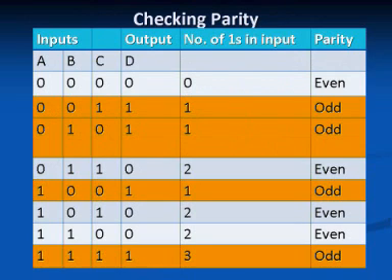Checking parity. It can be seen from the truth table that when the number of ones in the inputs is odd, for example, in the second, third, fifth and eighth row, the output D is 1. In other words, when the parity of the input bits is odd, the output bit is 1. This feature allows the XOR gate to be used as a parity checker of the data at the inputs.